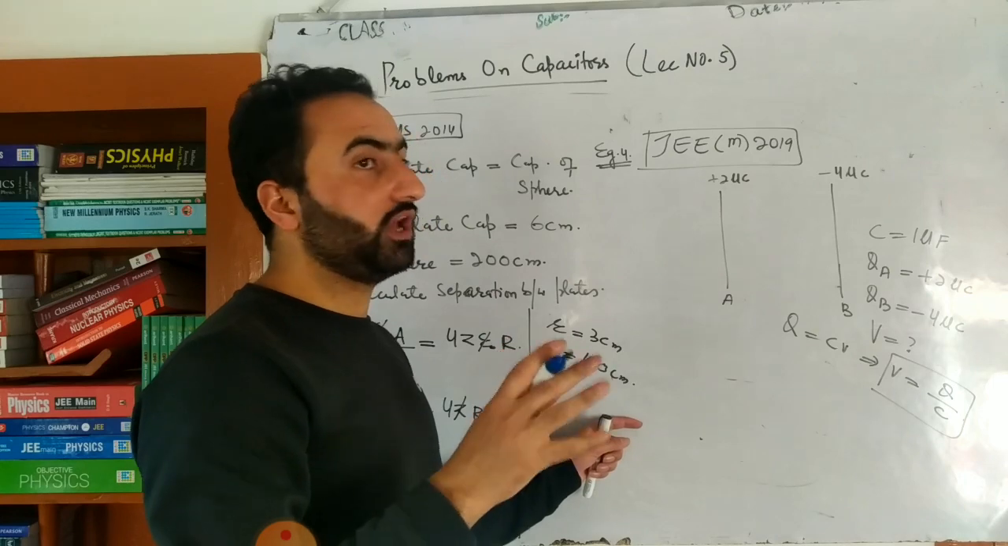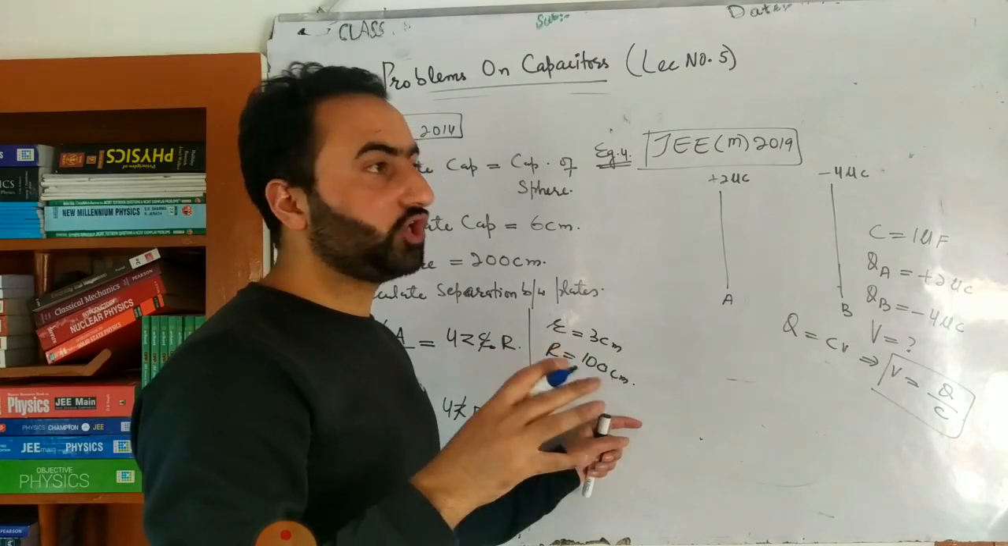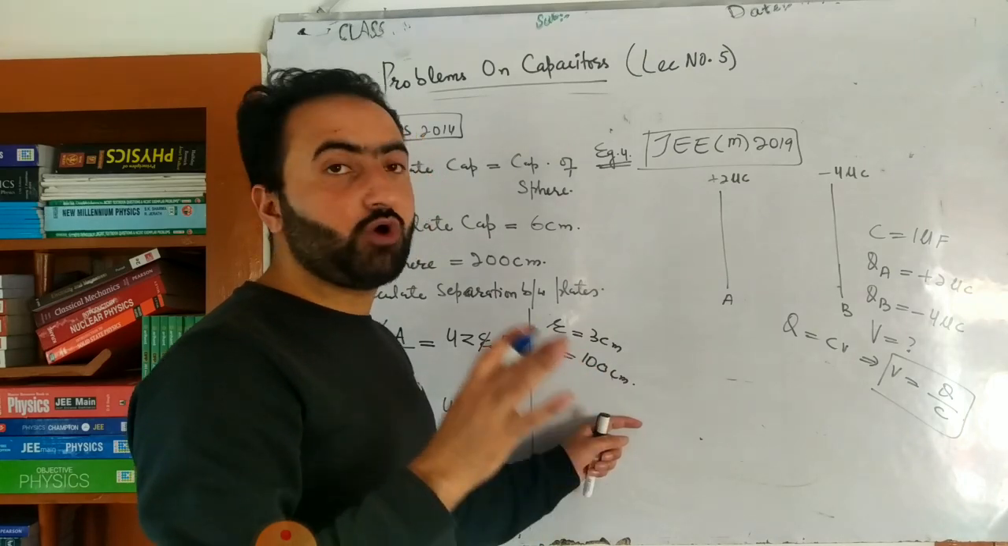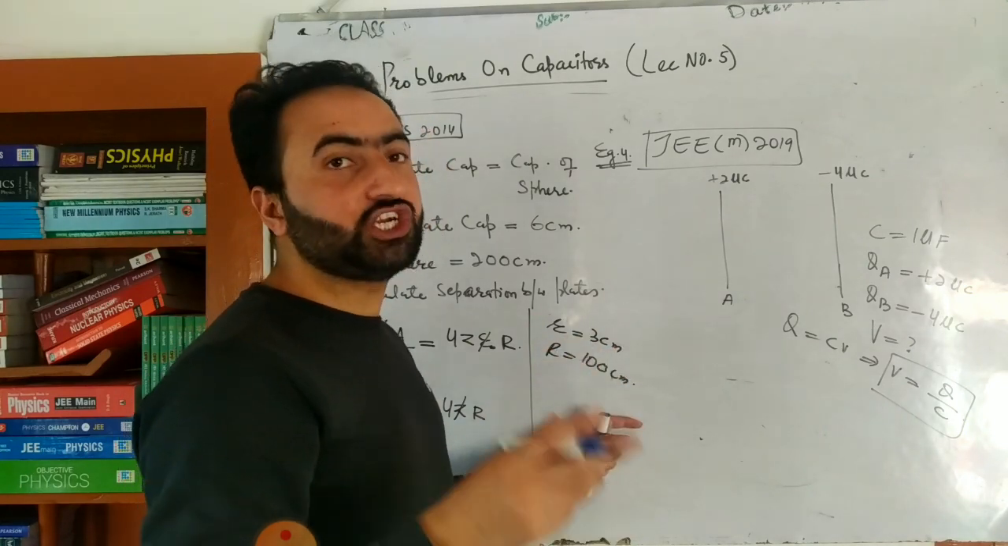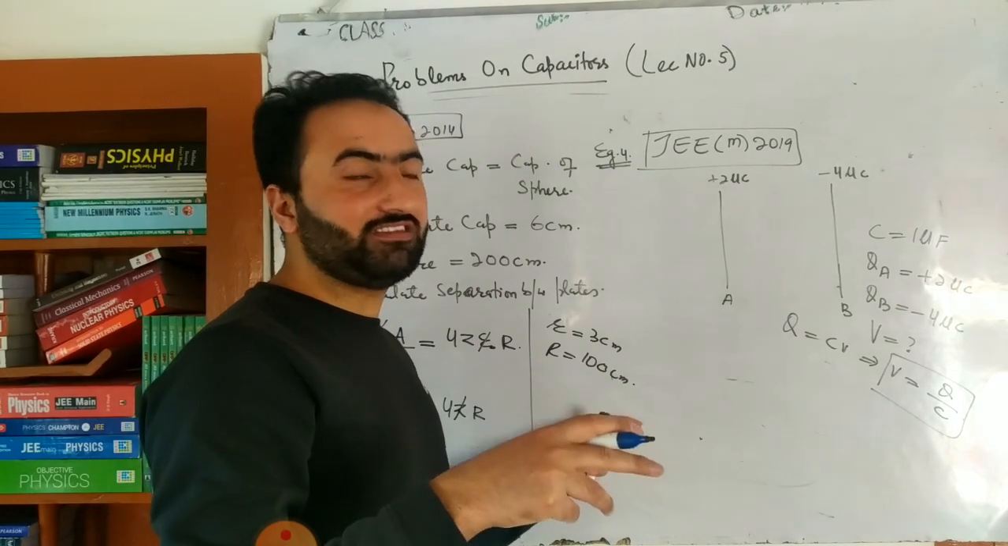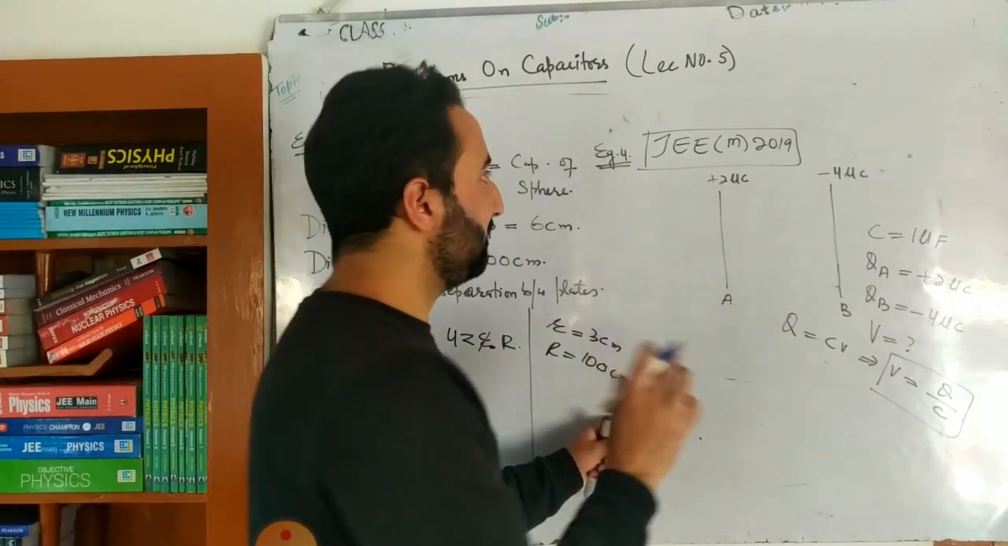There's a shortcut trick to calculate the charge on the different surfaces, and the shortcut trick is like this: the charge on the outermost surface is equal to Q net divided by 2. And the charges on the faces facing each other are equal and opposite.